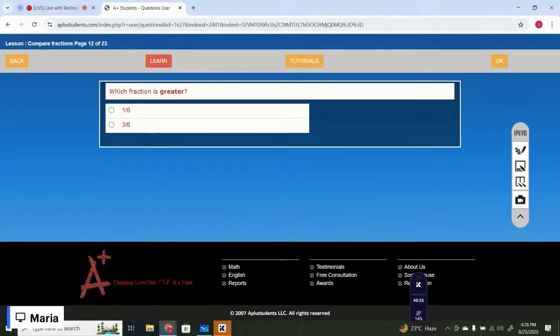Which fraction is greater? 1 by 6, 3 by 6. That is 3 by 6.